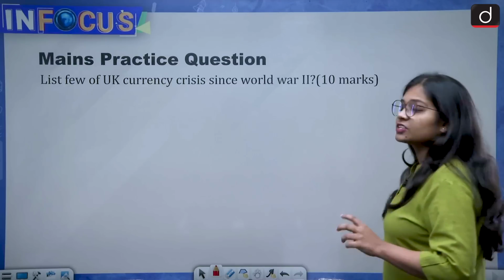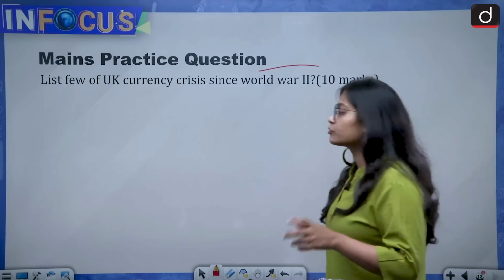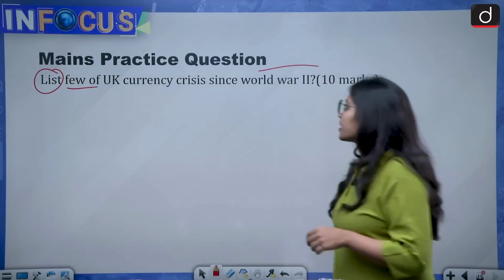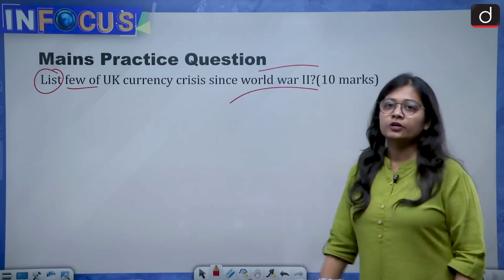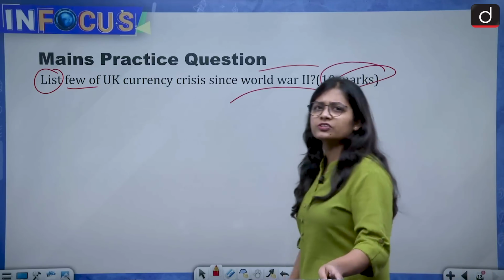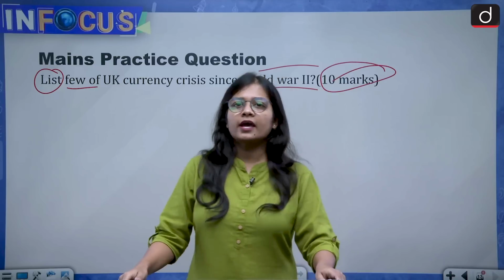Now let's come to the last section, the mains practice question. It says: list a few of the United Kingdom's currency crises since World War II. This is a 10-marker question and a very straightforward one. You do not have to write anything else, just give all the examples you can.